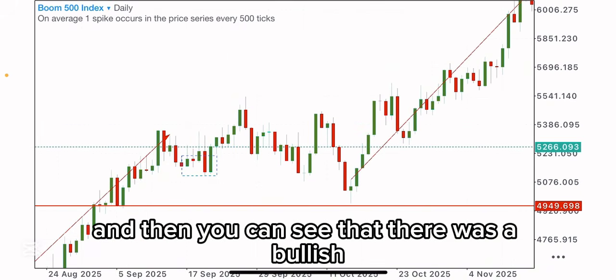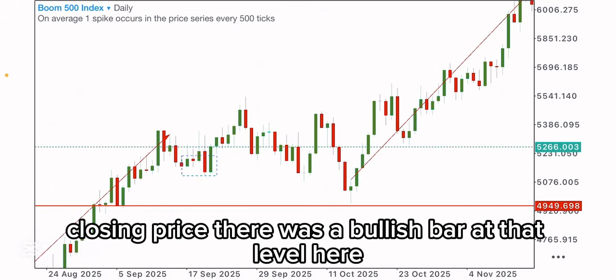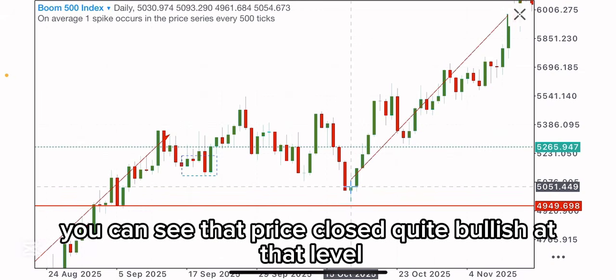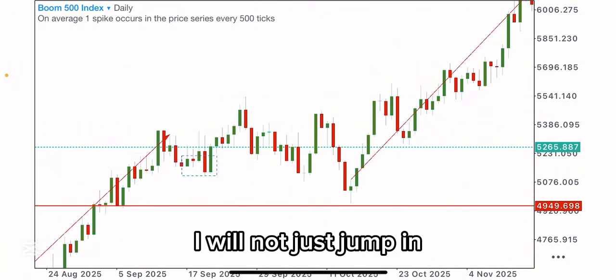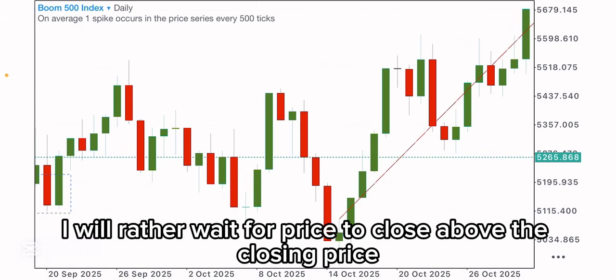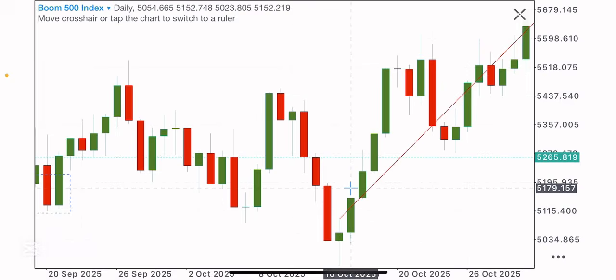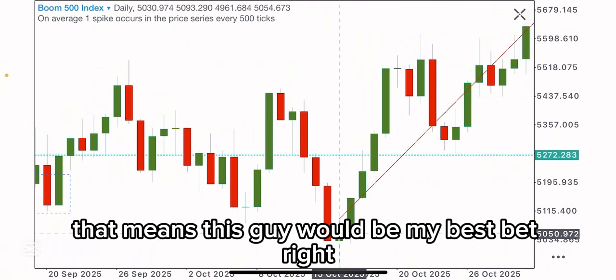And then you can see that there was a bullish closing price. There was a bullish bar at that level. Here you can see that price closed quite bullish at that level, which will still not make me enter the trade. I will not just jump in. I will rather wait for price to close above the closing price of the previous candle, right? That means this one would be my best bet, right?